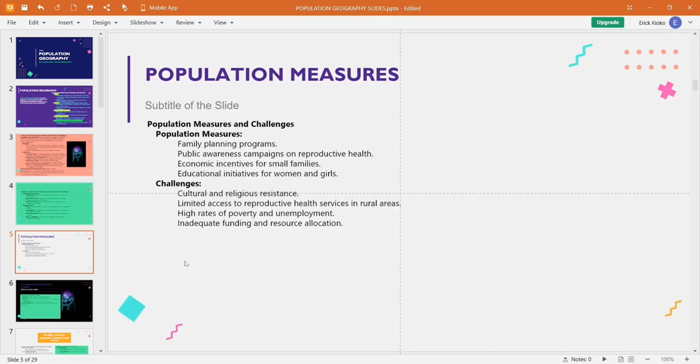Population measures. It's like, what do we need to take to control population, to increase it, to reduce it? Those are basically measures taken. So, population measures and challenges. The common known population measures we have are family planning programs, public awareness campaigns on reproductive health, economic incentives for small families, and educational initiatives for women and girls.